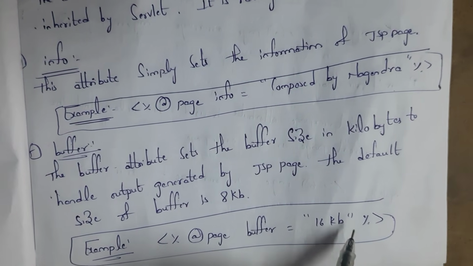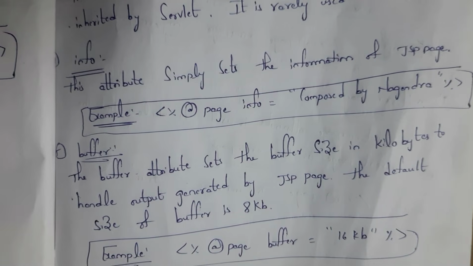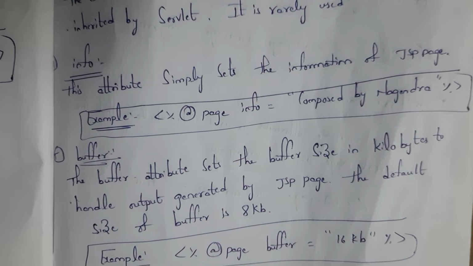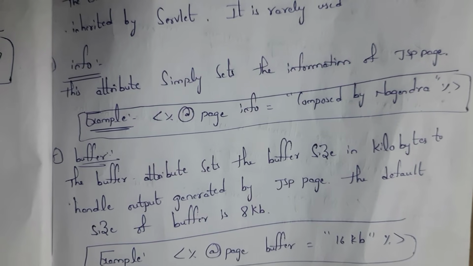Buffer equal to 16 KB. This is the size of the buffer. These are examples of the page directive, and next we will discuss the include directive.